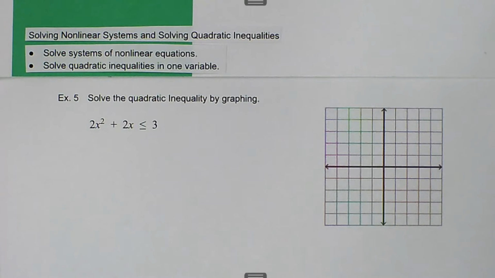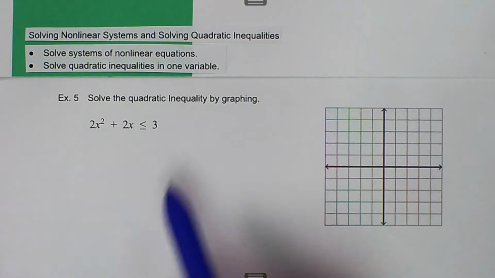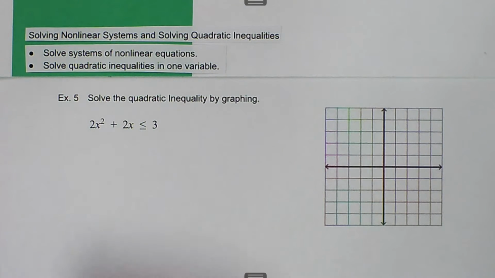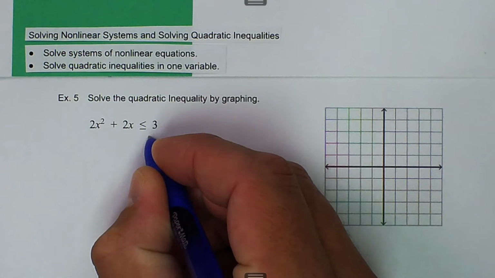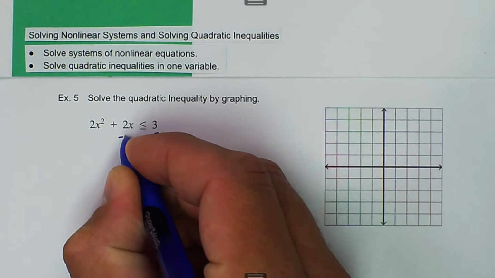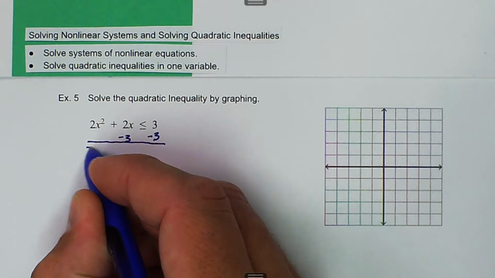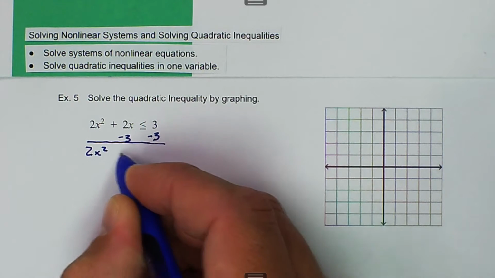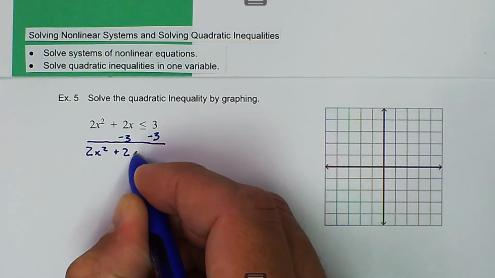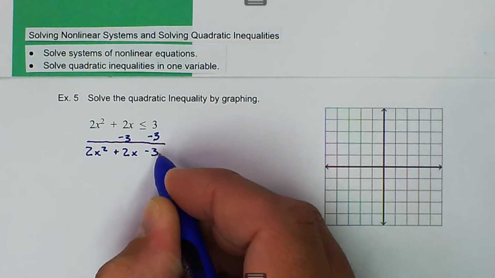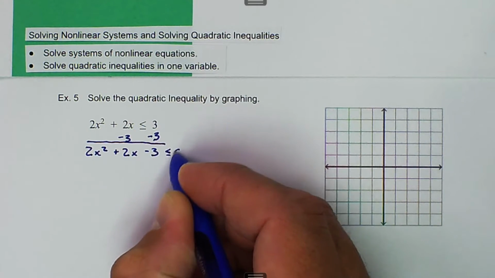And in this case, whenever we have a quadratic equation or quadratic inequality, we want one side to be equal to 0. So in order for this side to be equal to 0, I want to subtract 3 from both sides of the inequality, and then we get 2x squared plus 2x minus 3 is less than or equal to 0.